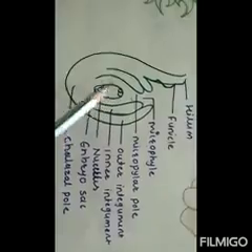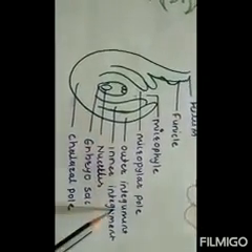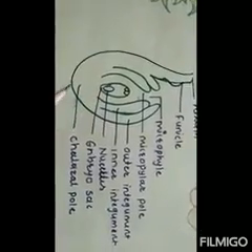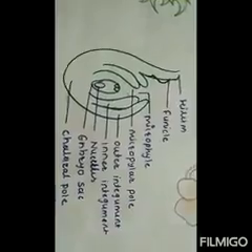There are 2 layers around the embryo sac. First is outer integument and the inner integument. This is the nucellus, and this is the chalazal pole. This is the overall structure of ovule.